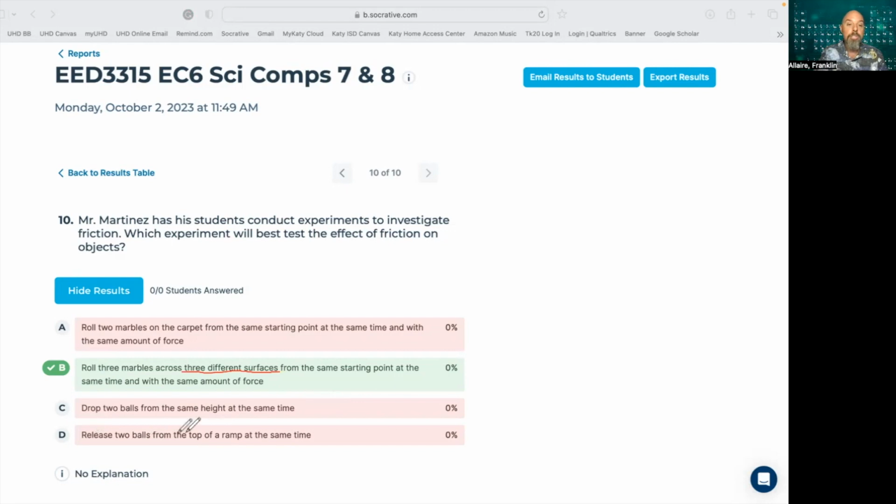And letter D, release 2 balls from the top of a ramp at the same time. That's a really great general description of an experiment that could be done. But once again, because it doesn't say anything about the surfaces, we're really not looking at the effect of friction on the objects. And that's why B is the best answer and the correct answer to number 10.